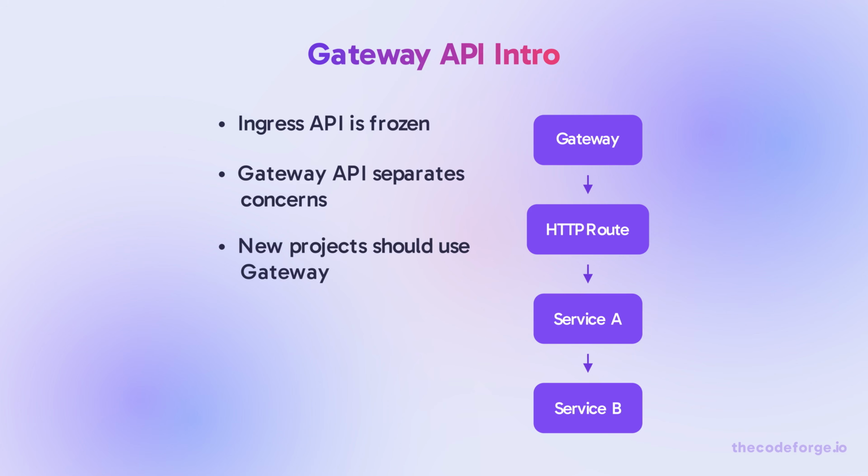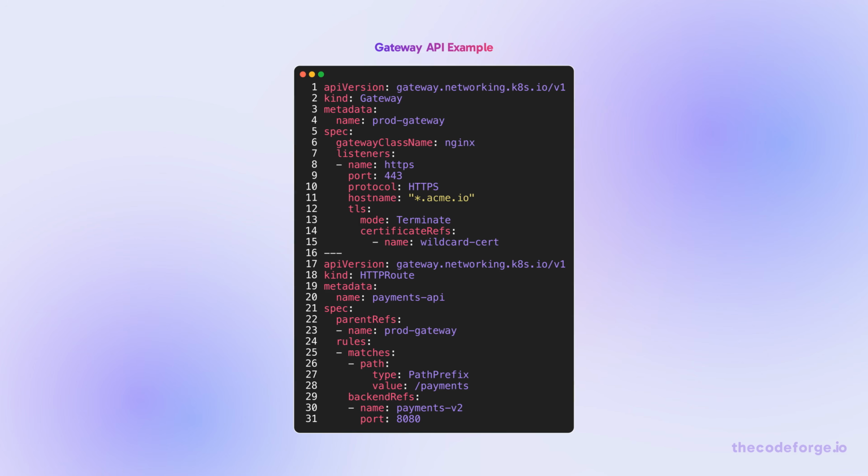The Ingress API is no longer evolving. Gateway API is the replacement, separating roles for infrastructure, operator, and developer. Gateway API uses Gateway and HTTPRoute resources. This example creates a Gateway with TLS termination and an HTTPRoute routing /payments to payments-v2.